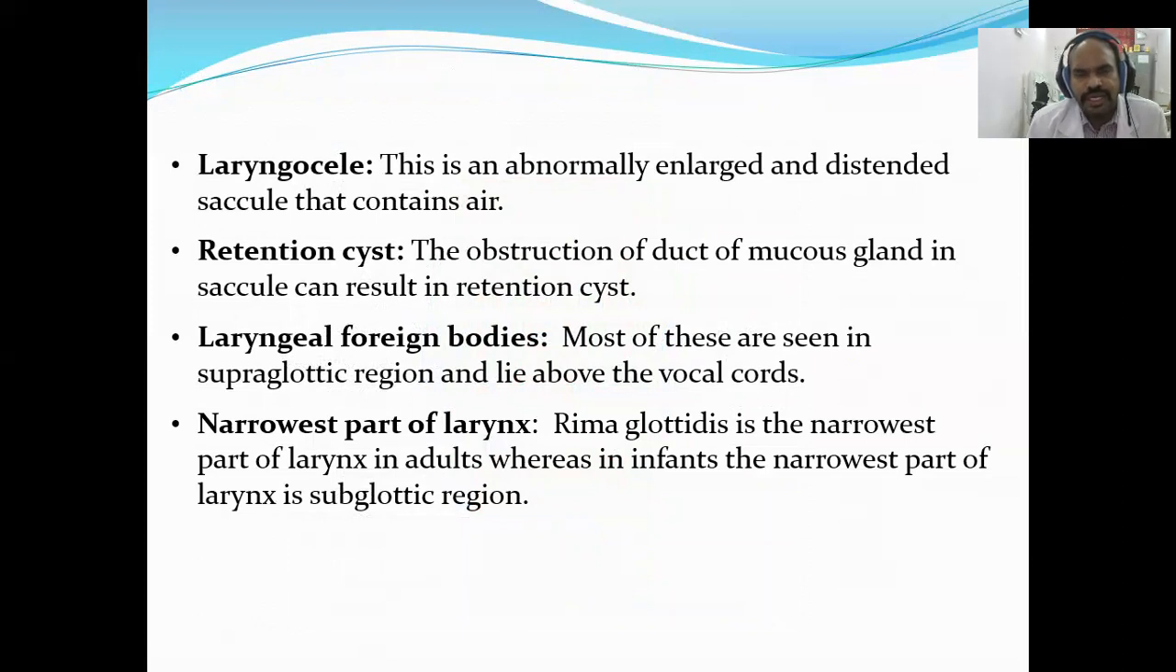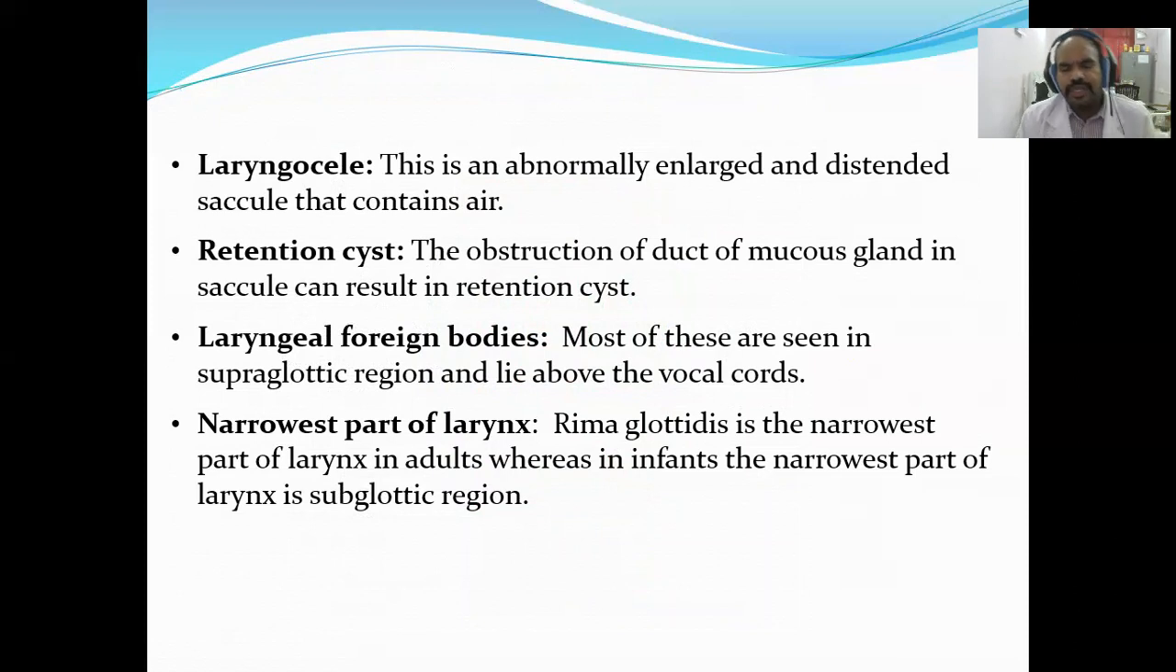Laryngocele is an abnormally enlarged and distended saccule that contains air. Okay, a retention cyst is an obstruction of the duct of the mucous glands in the saccule, which causes a retention cyst. Then foreign bodies: most of these are subglottic and supraglottic in region and lie above the level of the vocal cords.